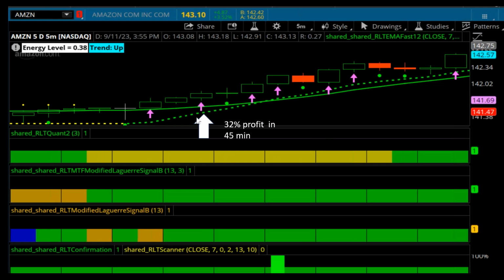This is Amazon. This was an intraday trade we took. Again, this is a 5-minute chart, so we're interested in this current time frame momentum. It comes along for the 15. It pops out of the box right here. In other words, we get a compression break, moves up, and moves up nicely. And we took 32% profit in 45 minutes. This is a 5-minute chart. You can see this nice move.